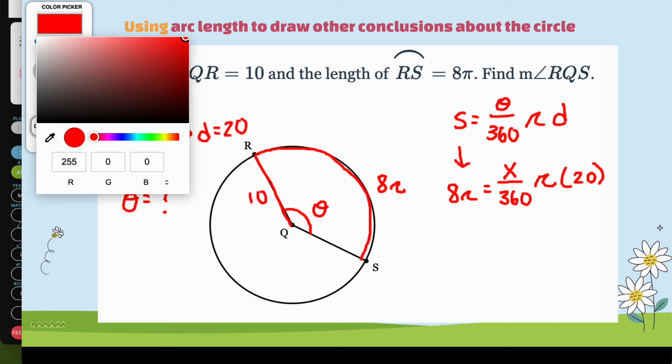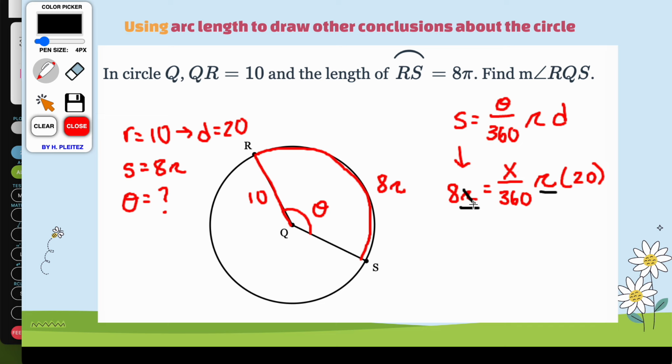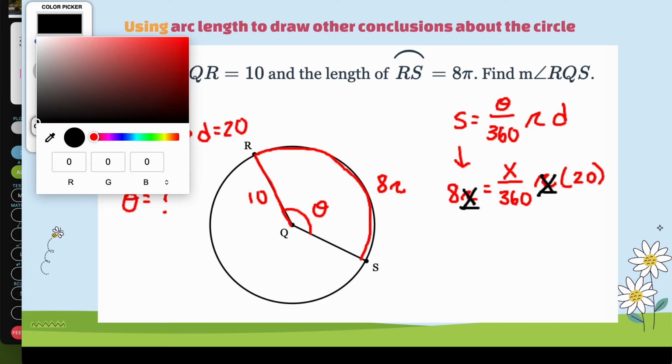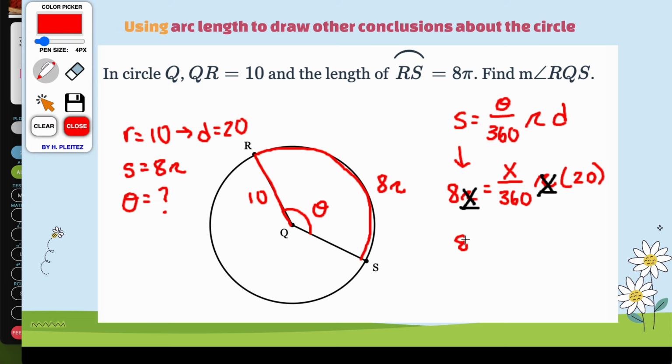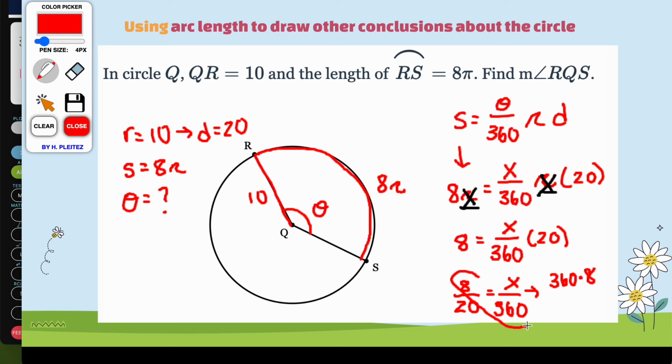Now, we have pi on both sides of the equation here, so we can just get rid of them right away so that they don't confuse us later on. So now we have 8 equals x over 360 times 20. There are a couple of different ways that you can do this. I'm going to divide by 20 on both sides first. And if we do that, we're going to get 8 over 20 equals x over 360. And then you can just cross multiply. So you do 360 times 8 for this equals 20 times x.